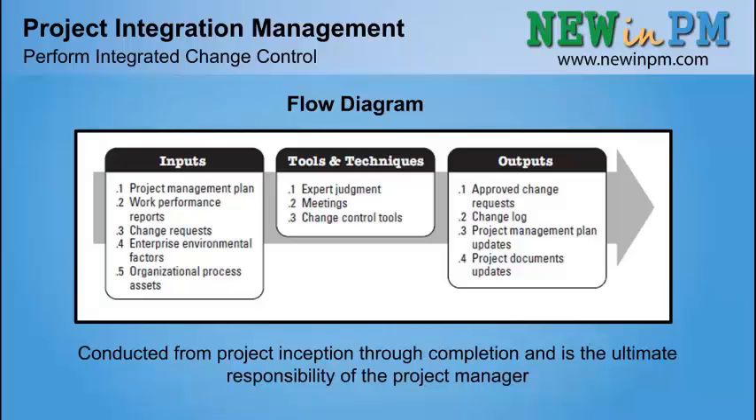The process flow diagram. Here we will discuss all the inputs that are required in the perform integrated change control process, the tools and techniques that are applied on the inputs, and the outputs that are derived during this process. Perform integrated change control is conducted from project inception to completion, and it is the ultimate responsibility of the project manager to undertake this process.